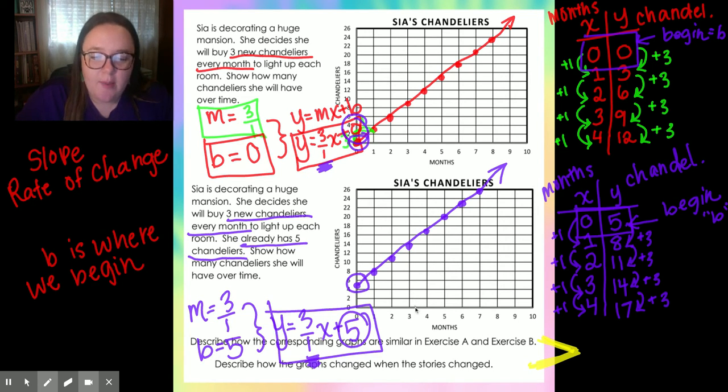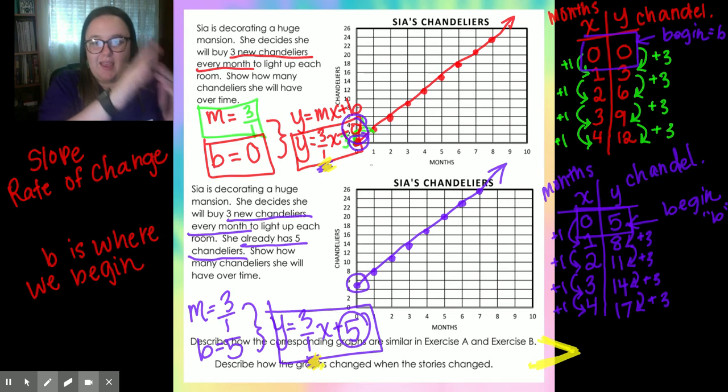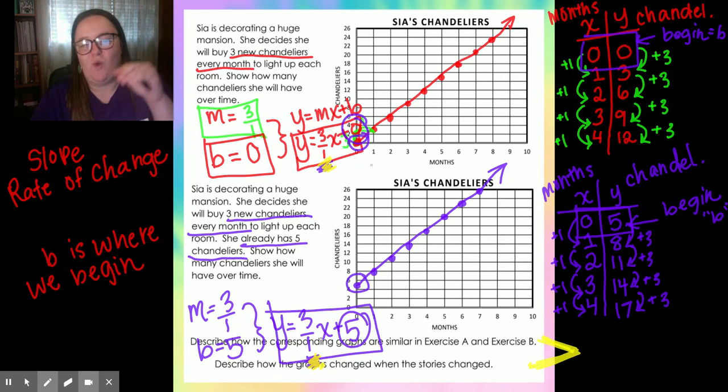And then it says, describe how they changed when the stories changed. So that's exactly what we were saying, right? They are similar because they still have the same slope. They're still increasing by the same amount every time. What's different about when the story's changed is now they have a different y-intercept, right? A different beginning point. We started at 5 instead of 0.